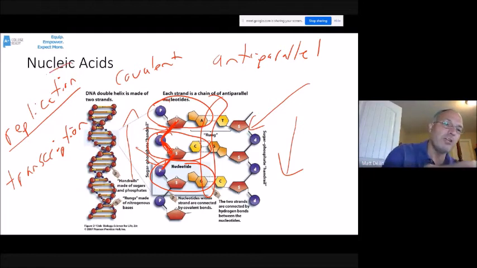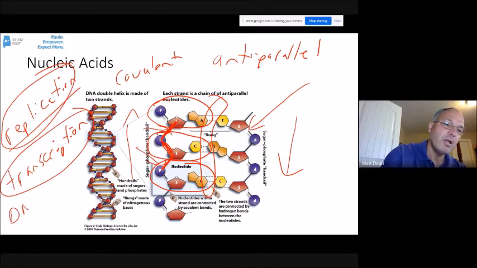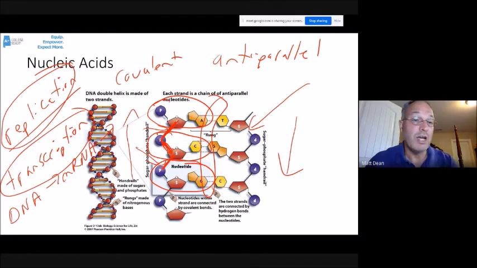Replication is when the DNA is copied. Transcription is when the DNA is used to make RNA, which then leaves the nucleus, goes out to the ribosomes, the protein-making factories of the body, and essentially functions as the directions for making your body's proteins.